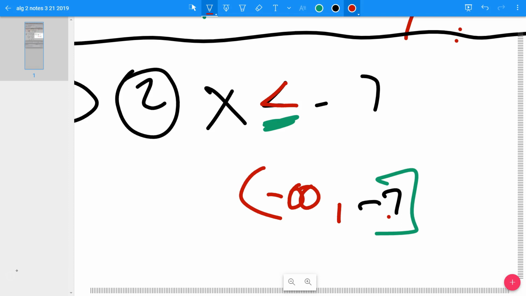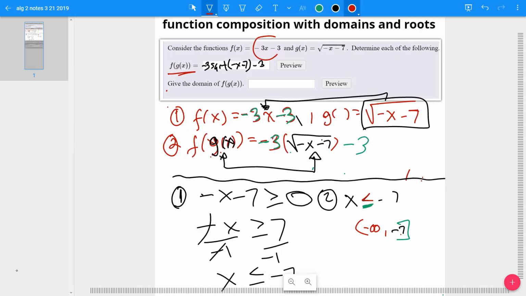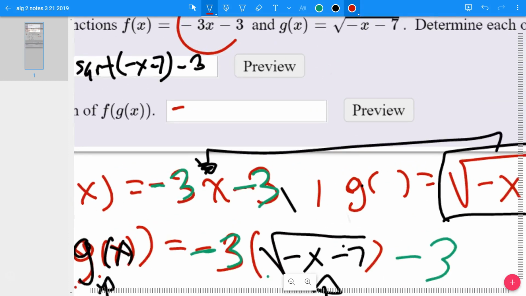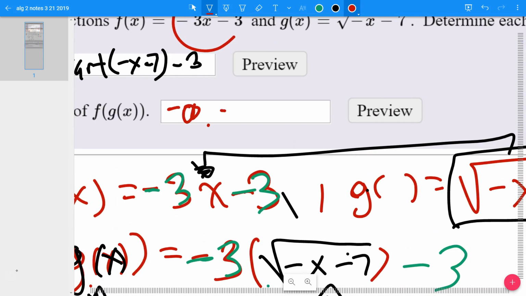So this is the interval notation. This is what goes in the second box. Over here in the second box, you're going to put, let me zoom in again, negative infinity, comma, negative 7, bracket, parentheses, and it looks as shown. Infinity, always parentheses. So that's the first step.